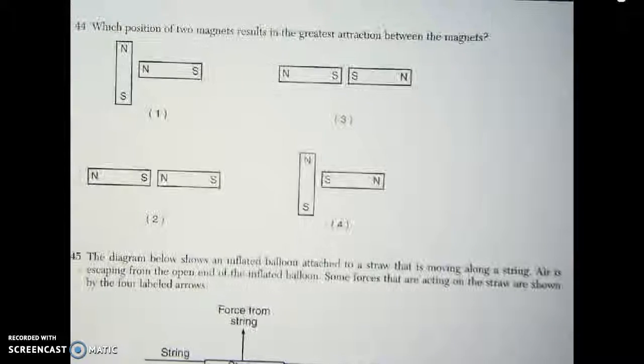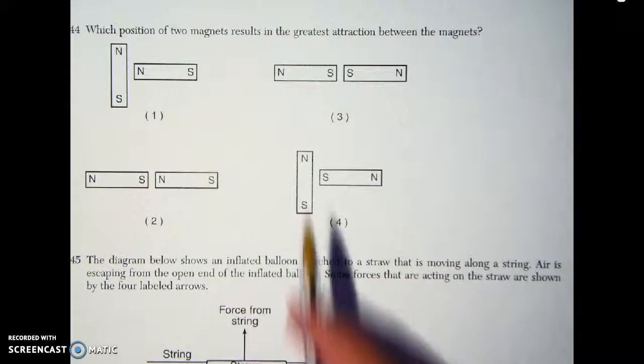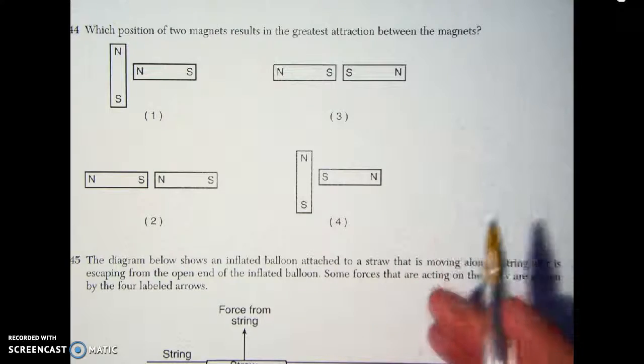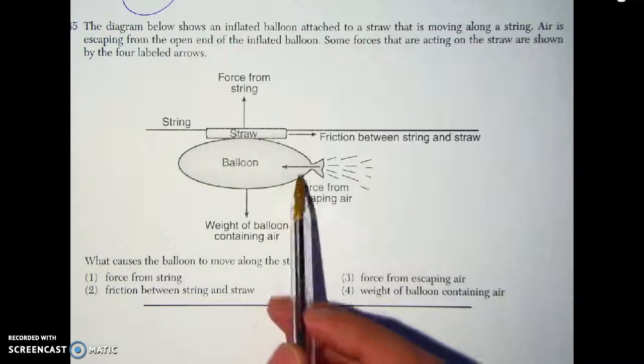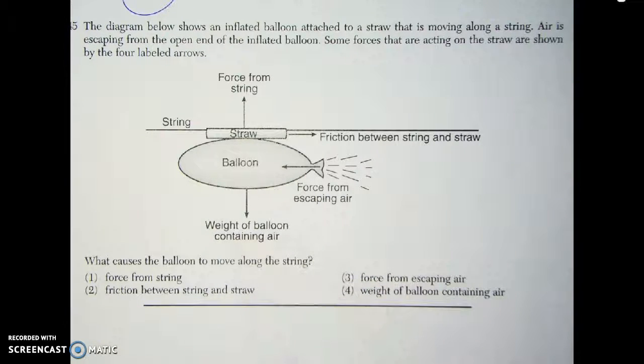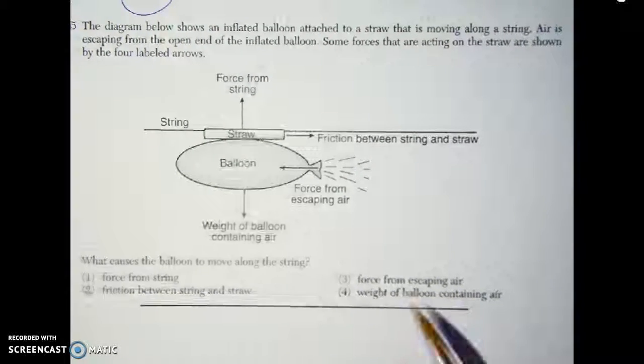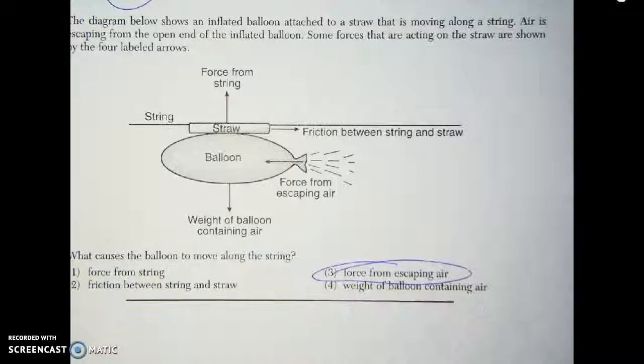Okay, for 44, we have magnets. We just did magnets in class. And it says, which 2 magnets have the greatest attraction? Opposites attract, so that would be choice 2. And for 45, you let the balloon go, it's going to move forward. That's Newton's 3rd law of motion. And for this one, the answer would be the force from the escaping air.